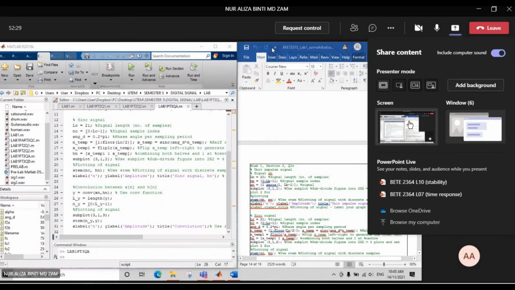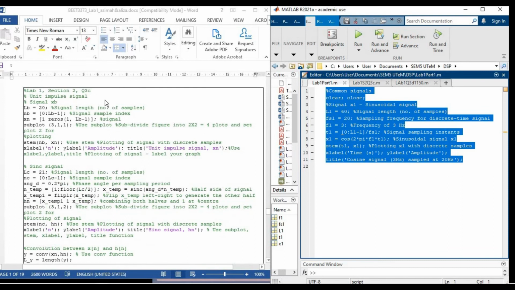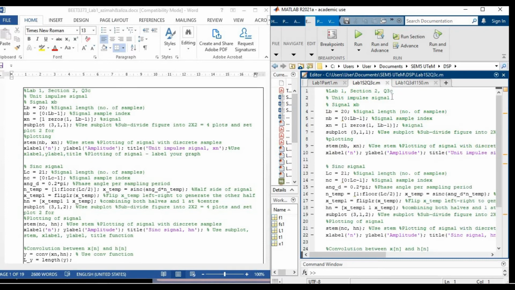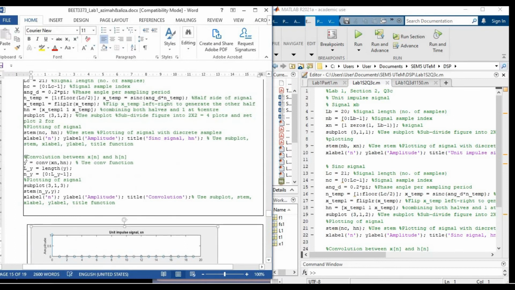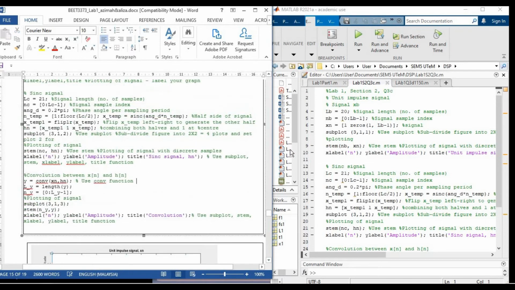Okay, thank you. So for question 3C, same as question 3A, we need to find the unit impulse signal. So this is the coding for the unit impulse signal, signal Xn. This is the coding for the sinc signal. And then this is the coding for convolution between Xn and Hn. We use the convolution function. So we run the coding.